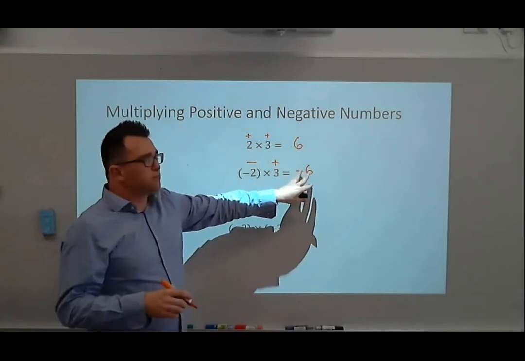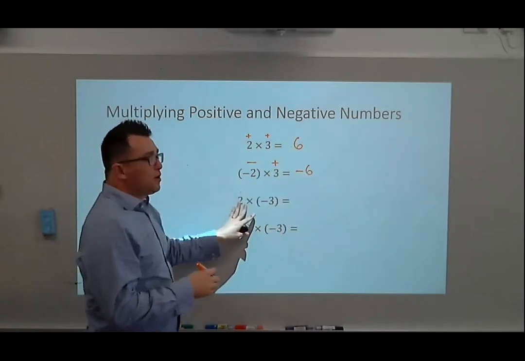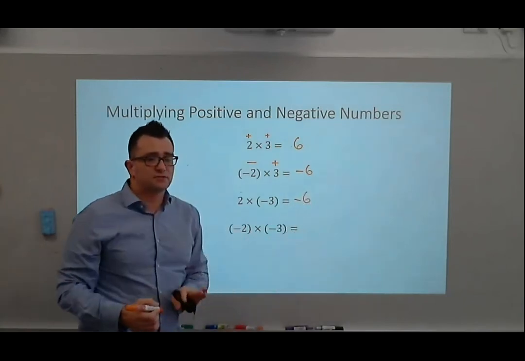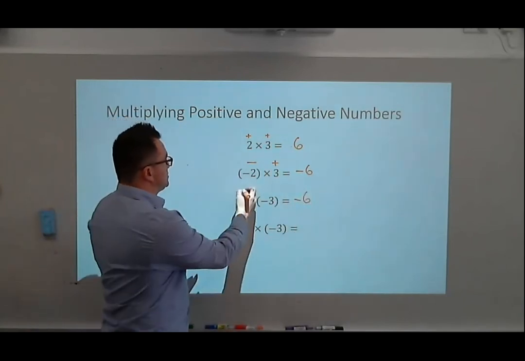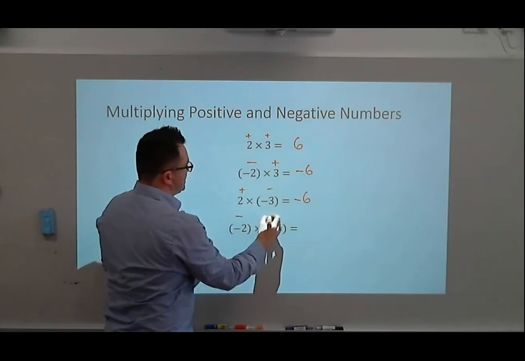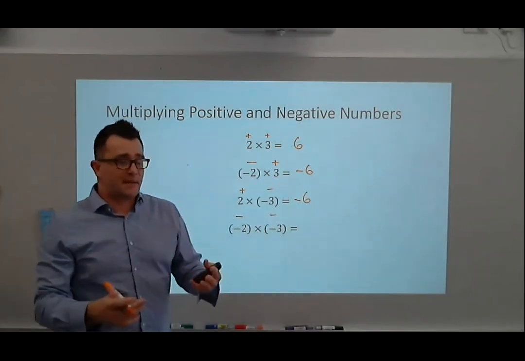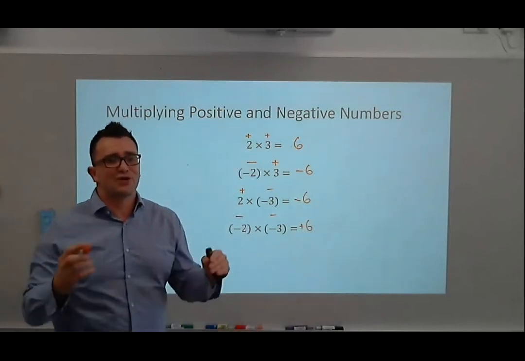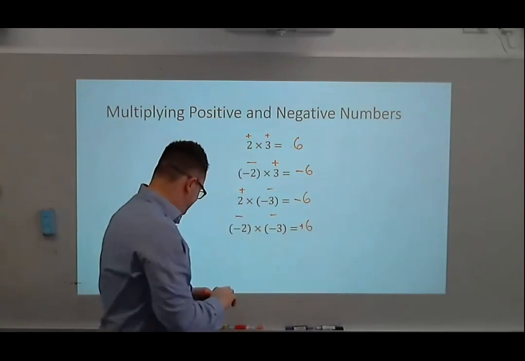So a negative times a positive is going to give us a negative. A positive times a negative is going to give us a negative as well. And then finally, if we have a negative times a negative, that makes a positive. And probably my bad way of remembering this is I go, two wrongs make a right.